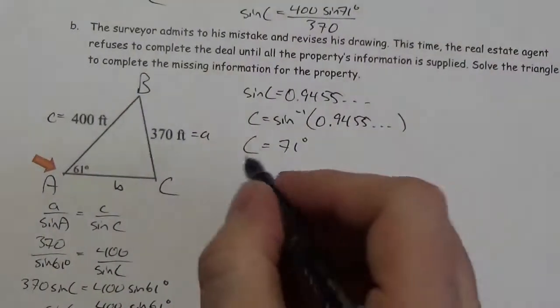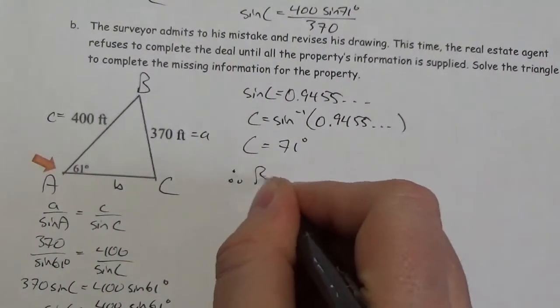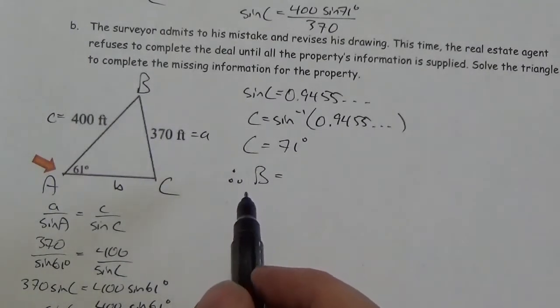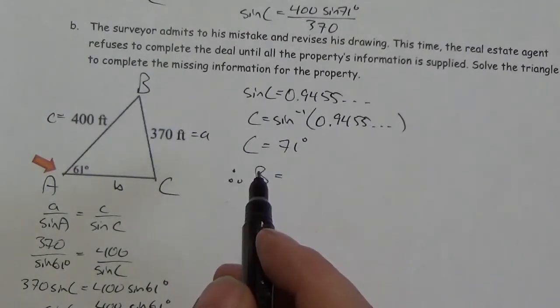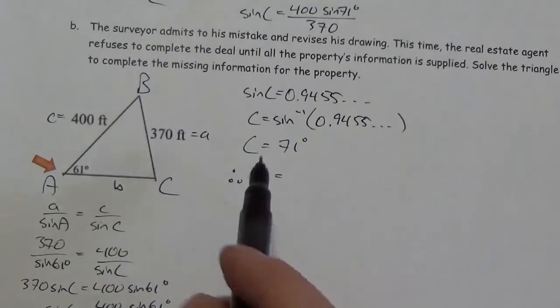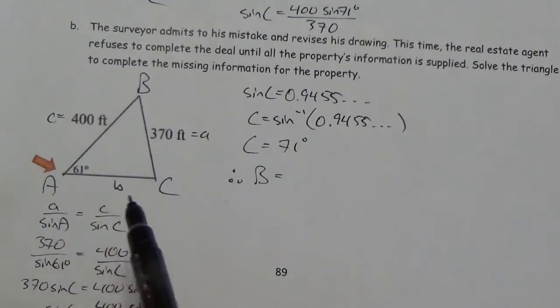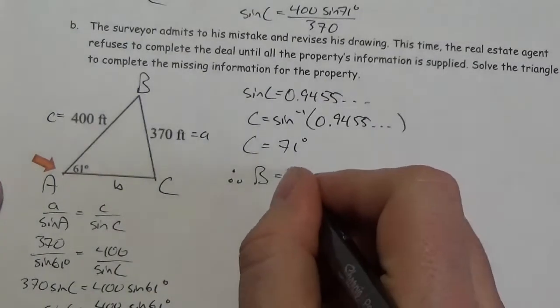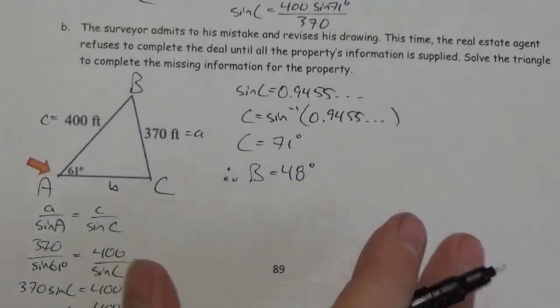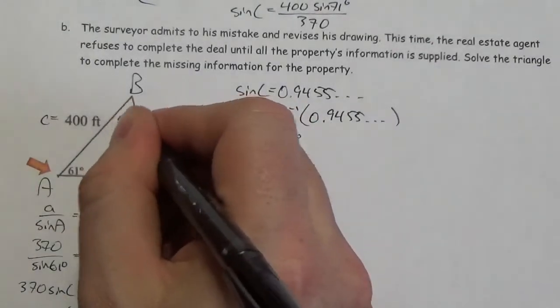Fantastic. Now, as soon as I know that, well then I know what angle B is going to be, because I know that the three angles have to add up to 180. So I'm just going to subtract 71 and 61 from 180, and that's going to get me that angle B is equal to 48 degrees. So there we go. Now I've got almost everything I need here.